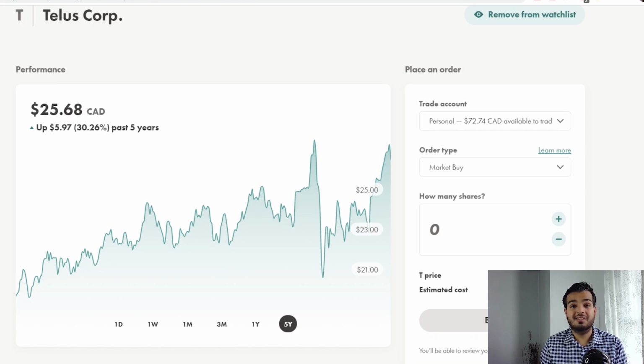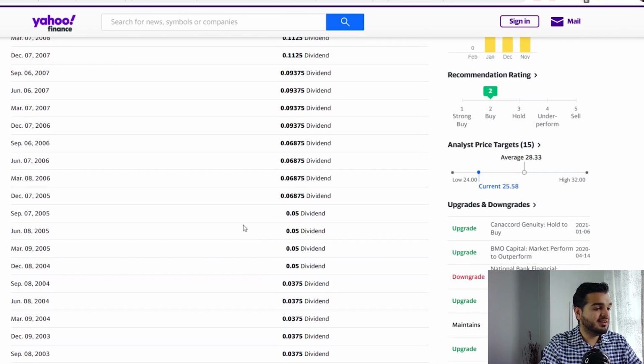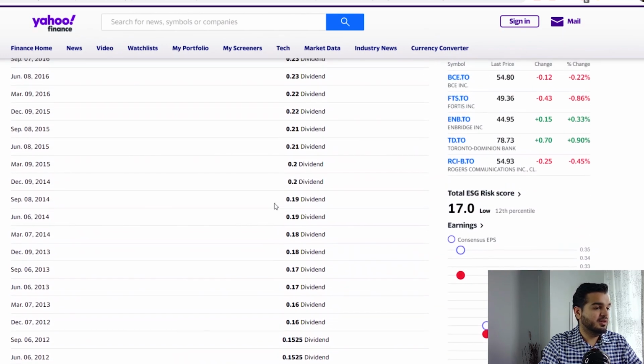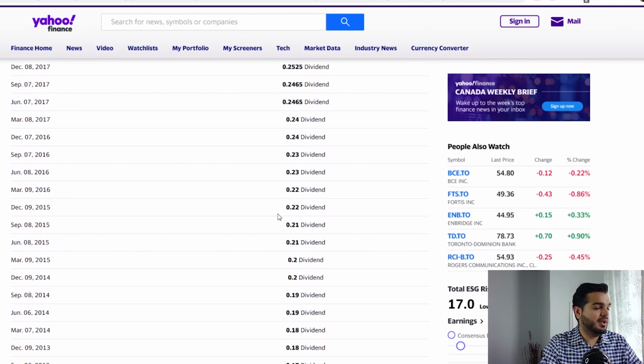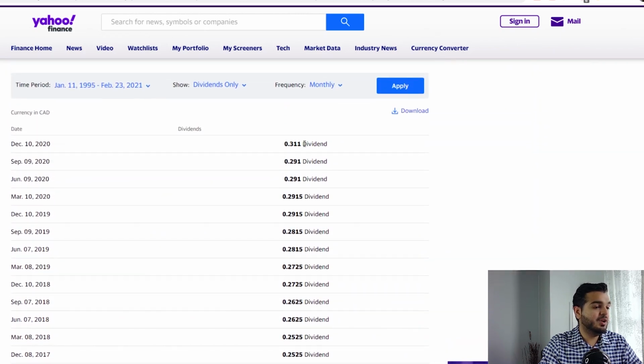And the cool thing about TELUS itself, it has grown its dividend for the last 17 years. And the target growth for the next few years is between 7 to 10% dividend growth. So since 2004, you were getting a 5-cent dividend with TELUS back in 2004, 2005. And since then, it has continuously grown its dividends throughout the years, throughout the Great Recession, throughout the pandemic, throughout the oil crash. And now you're getting a dividend of about 31 cents for every share you hold.